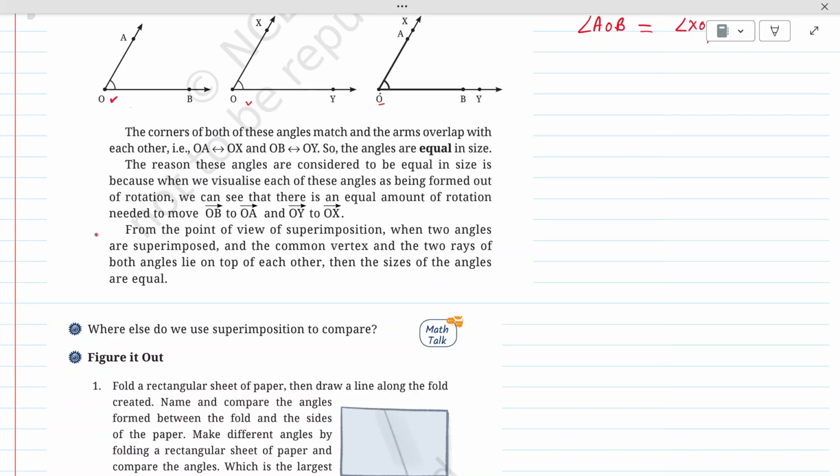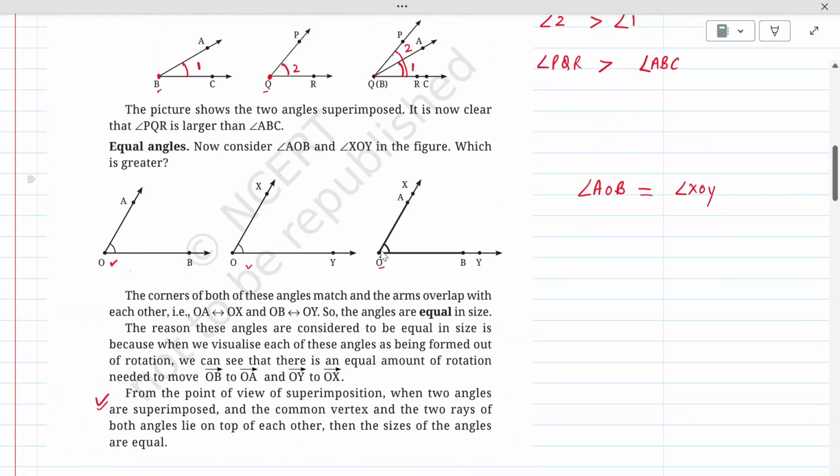So this is what we have just seen, that when these two points are on the same line, the vertex, and these two lines superimpose, they coincide, then the angle is the same. Okay, so that's what we have understood here.